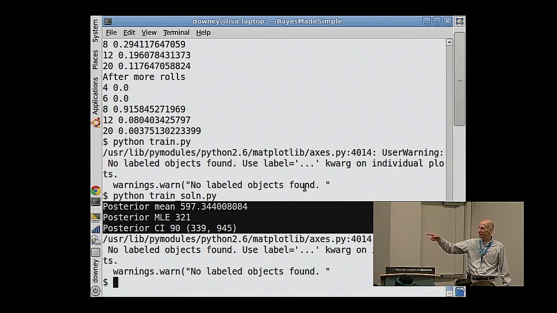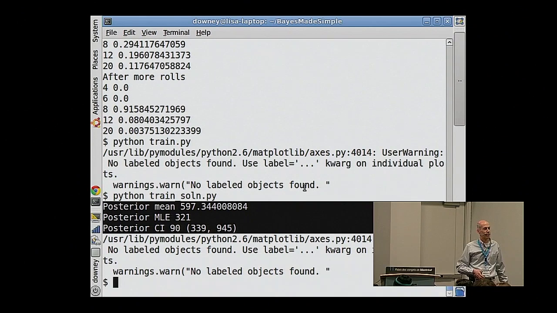We talked about the raffle scenario. In the raffle scenario, you would guess 321. If your boss now asks, well, okay, maybe it's 600, but how confident are you? You would give them a range and you say, well, I think there's a 90% chance that the correct value falls between 340 and 945. And that's an honest answer, yes?